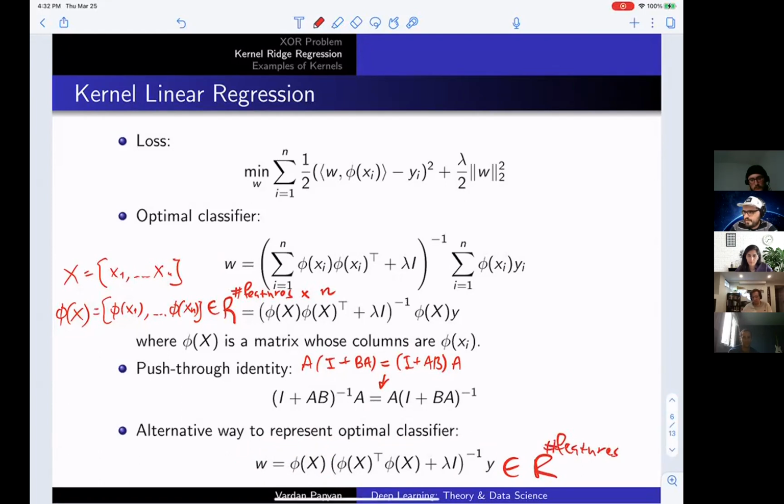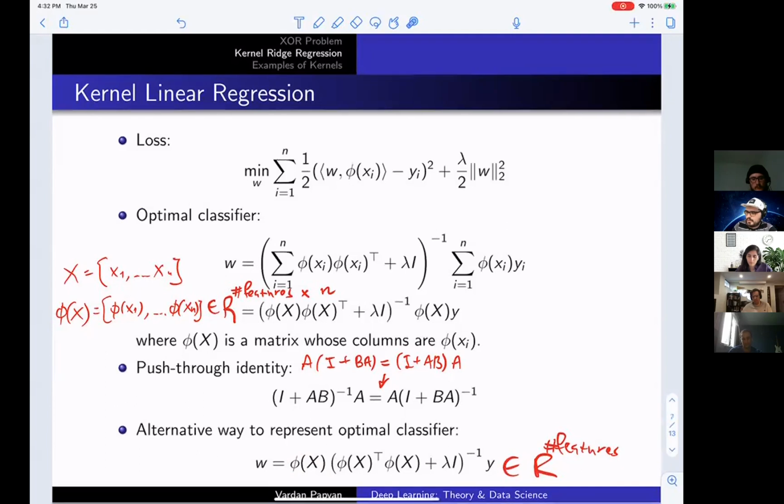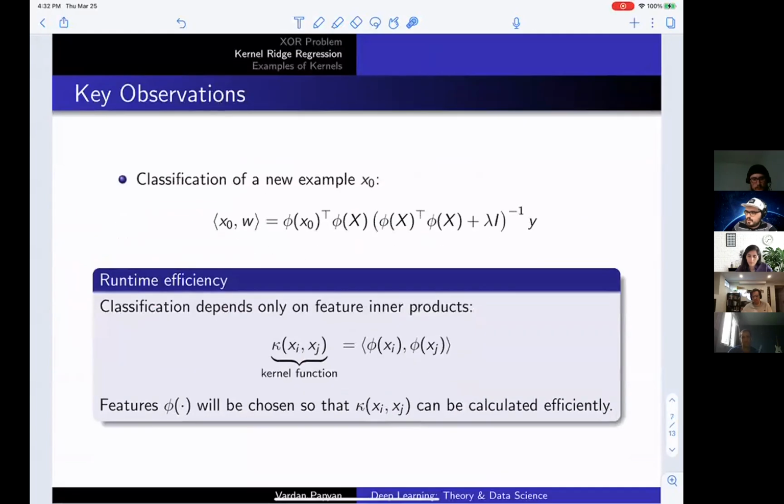Because phi of x has number of features rows. So we haven't solved our problem, we've just partially solved it. Okay. And so what we're going to do now is we're going to have a key observation.